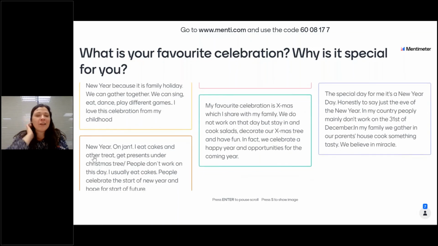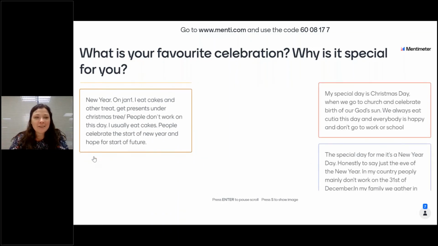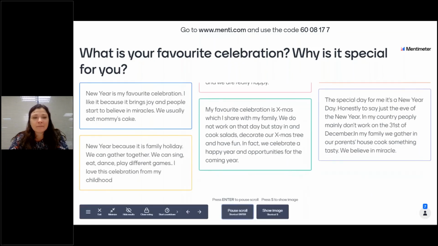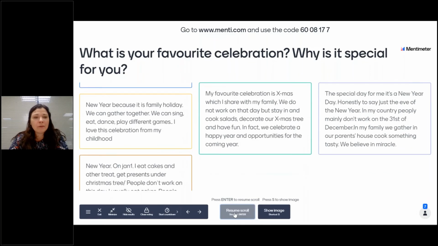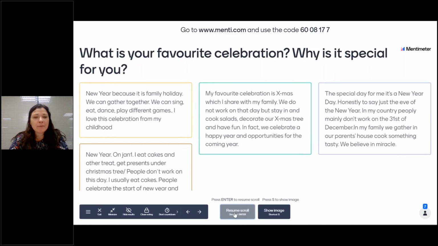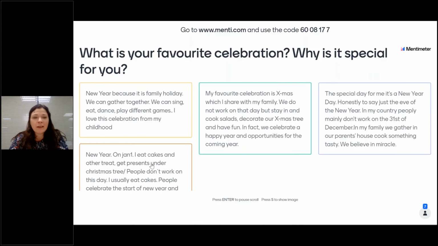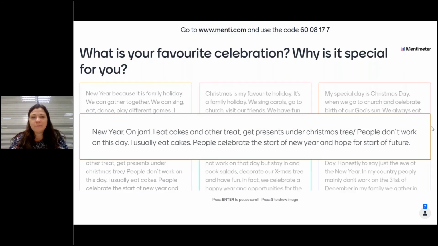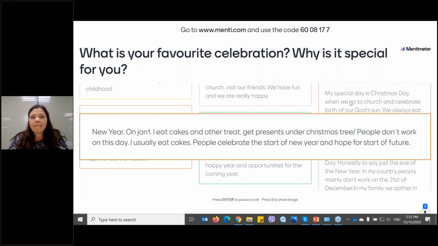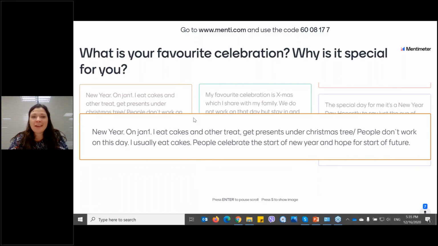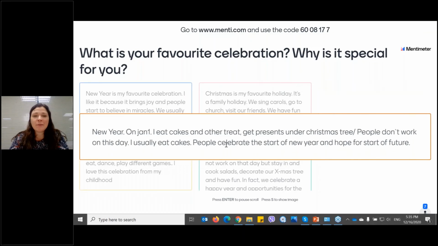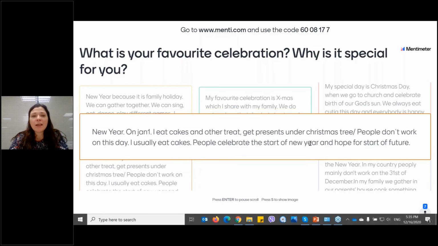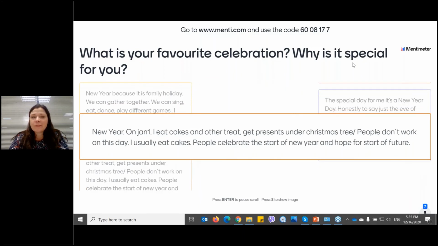New Year on January the 1st, I eat cakes and other treats, get presents under Christmas tree. People don't work on this day. I usually eat cakes. People celebrate the start of New Year and hope for start of future. Okay, some of you wrote to me in the comments, I like Christmas best of all because all my big family gather to have big holy supper and then spend the whole day together. Wonderful.